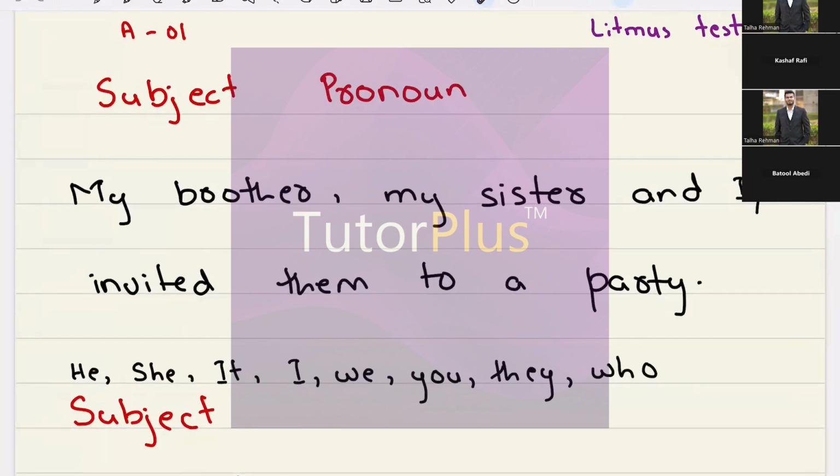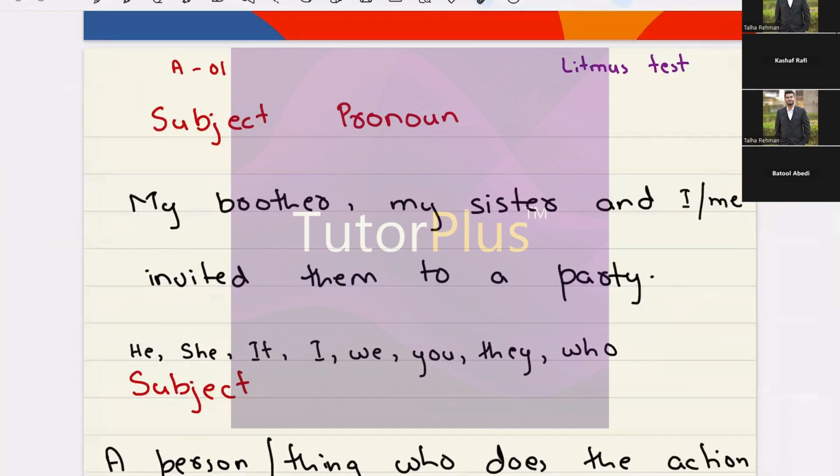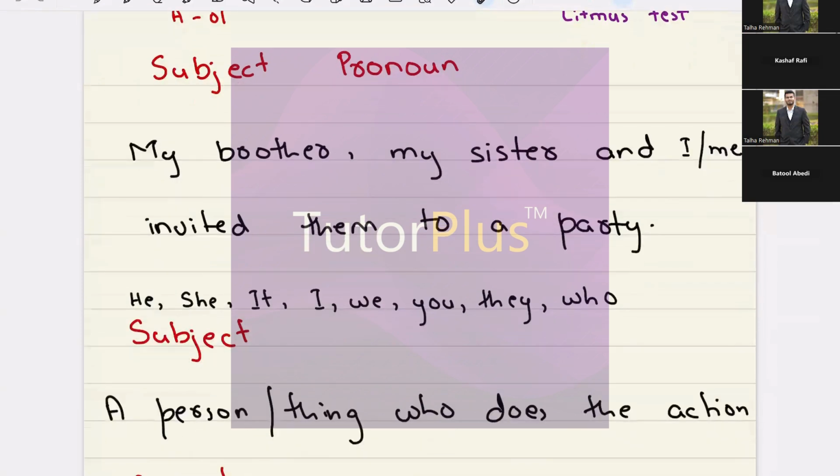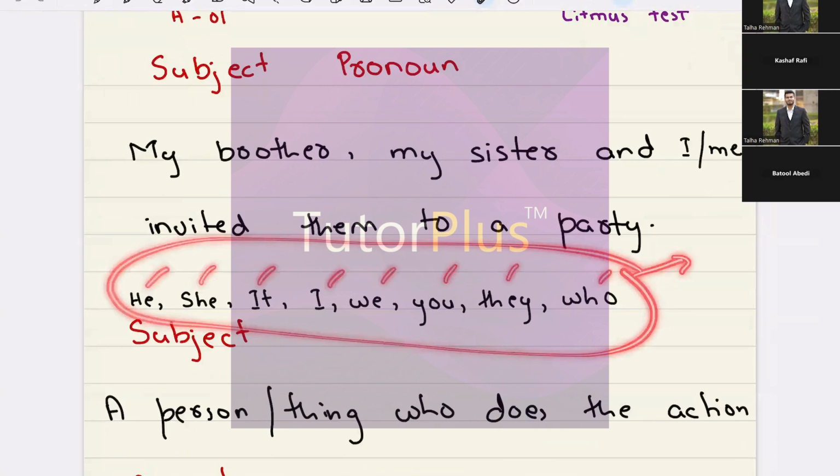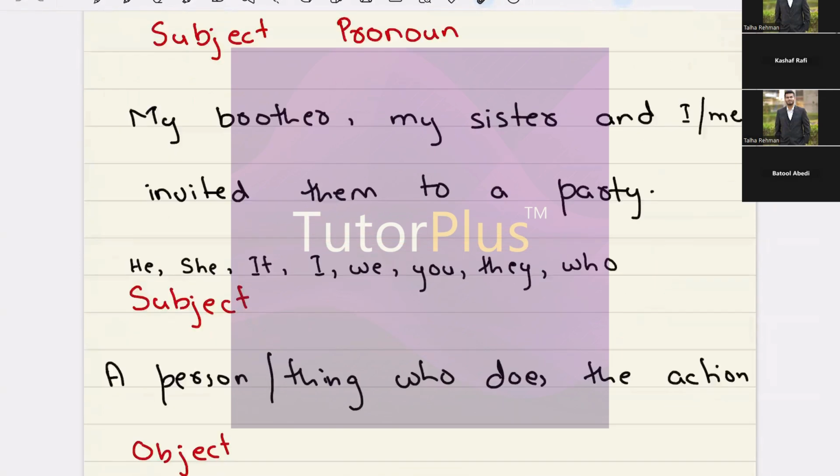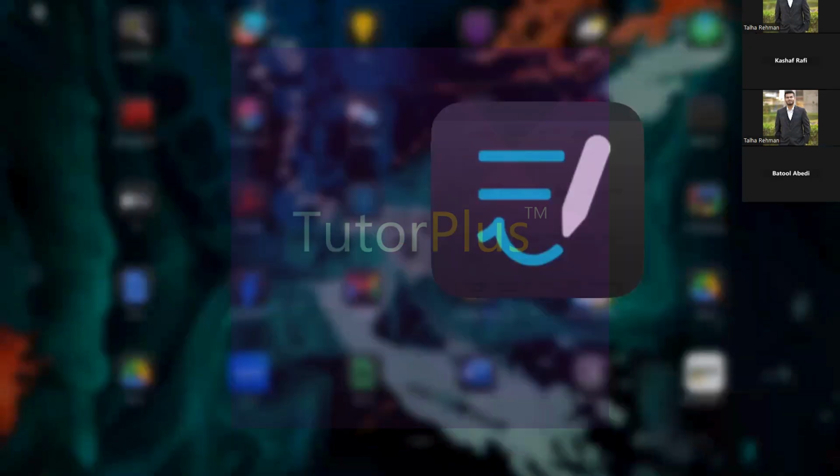The first rule that we're doing here is called subject pronoun. Please understand how subject pronoun works. There's a list for subject pronouns, that is he, she, it, I, we, you, they, and who. Now, I need you to understand why what we're doing is important. So I'll walk you guys through some of the papers here.